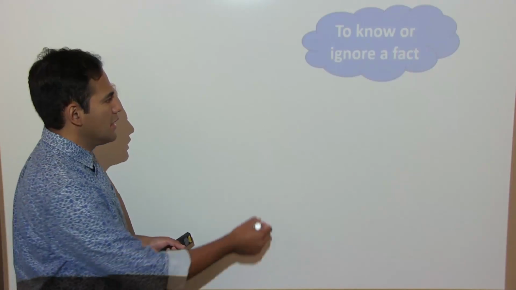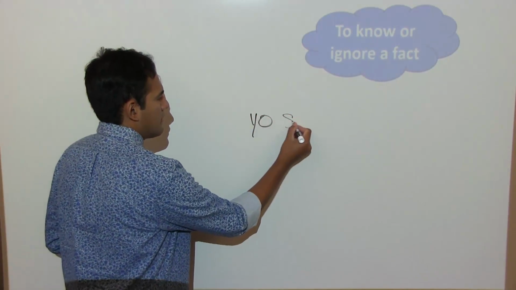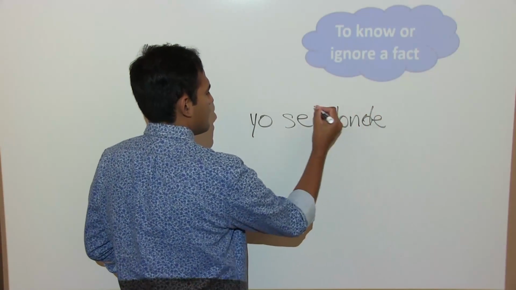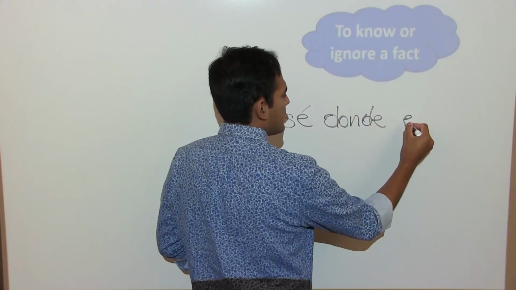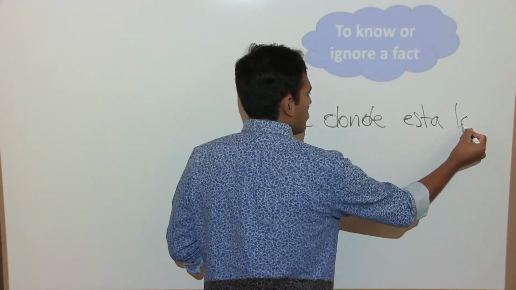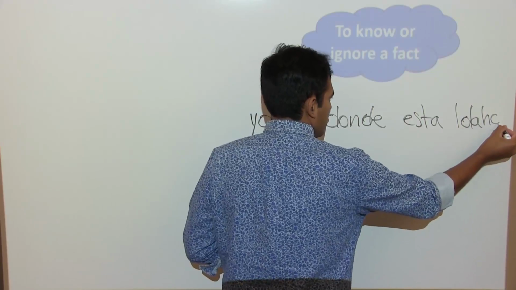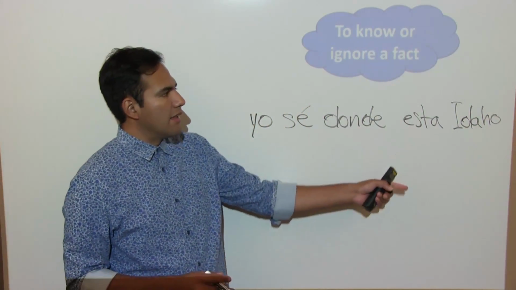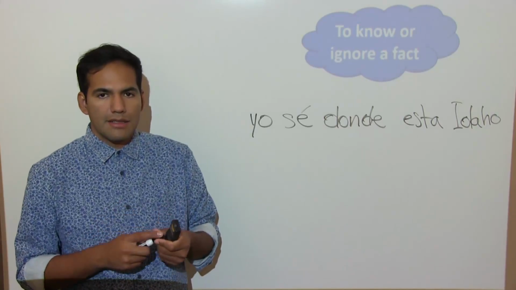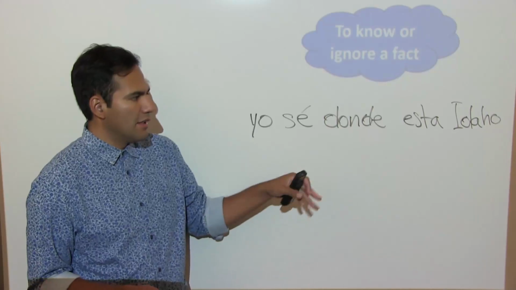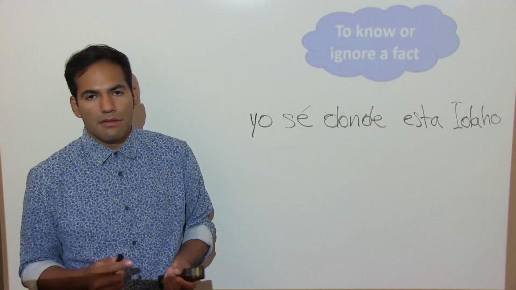For example, yo sé dónde está Idaho. Yo sé dónde está Idaho. So we know for a fact, for example in this case, where Idaho is. So that's knowing a fact.